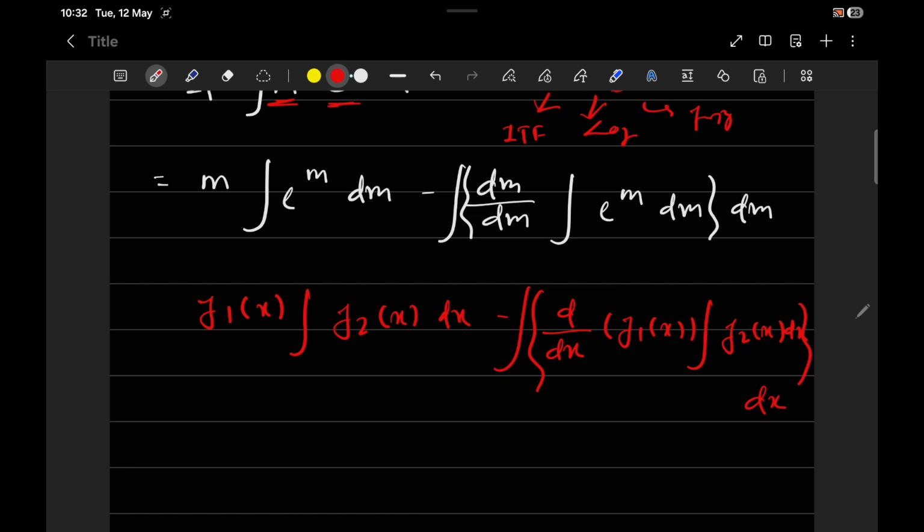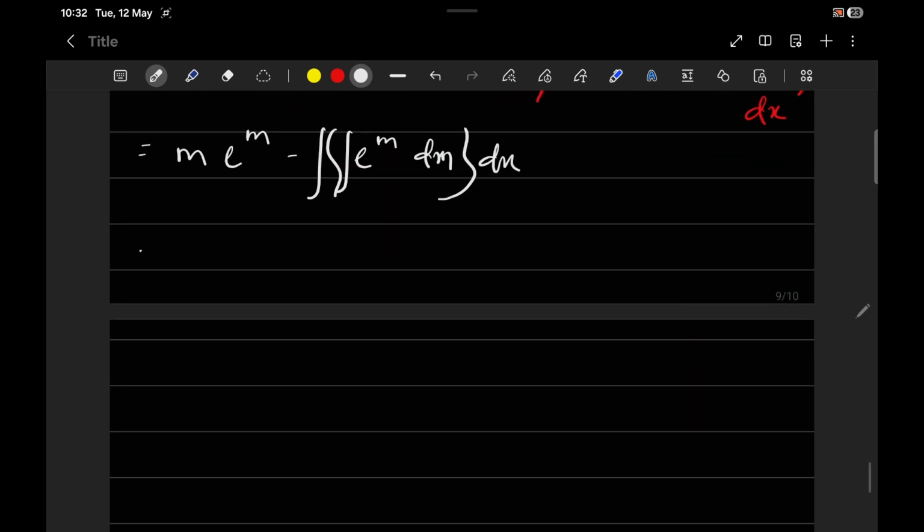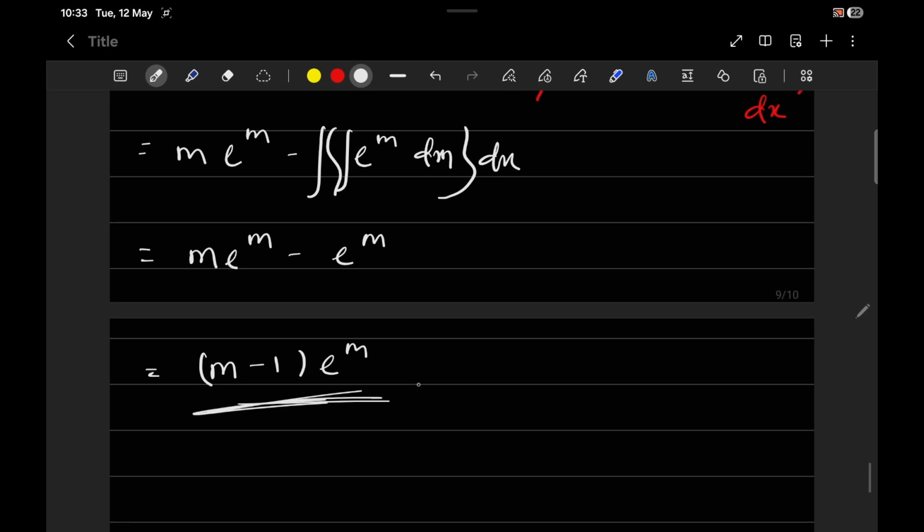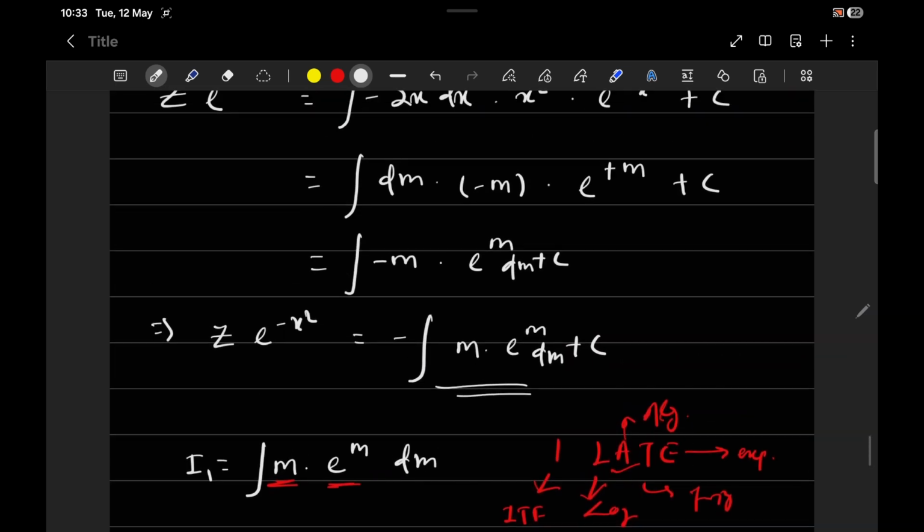So in this equation we get m times the integration of e to the power m, which is e to the power m, minus the derivative of m, which is 1, times e to the power m dm integrated. So m e to the power m minus e to the power m, which becomes m minus 1 times e to the power m. So we can substitute this value into the earlier equation.